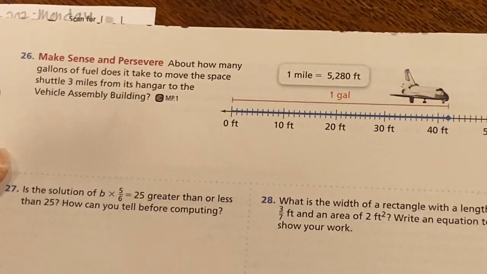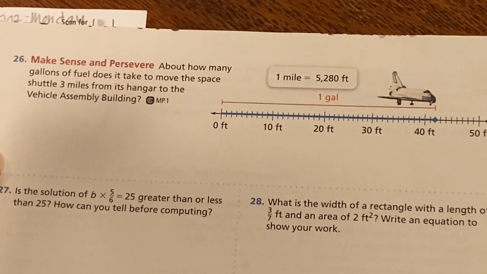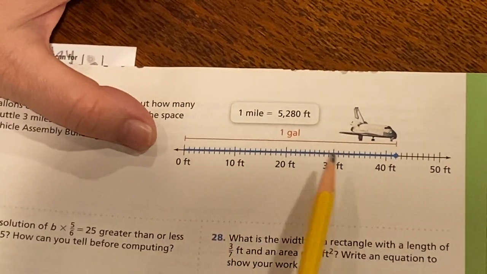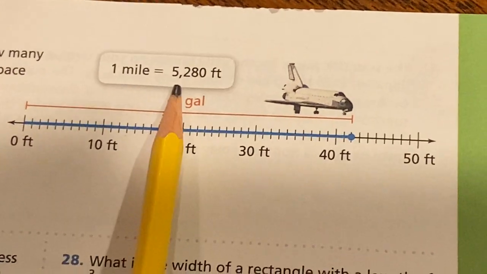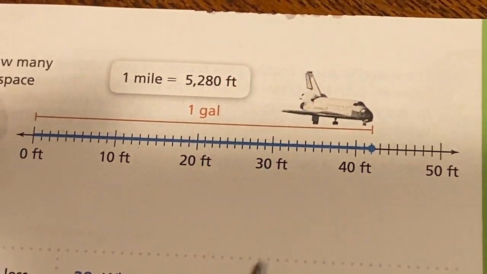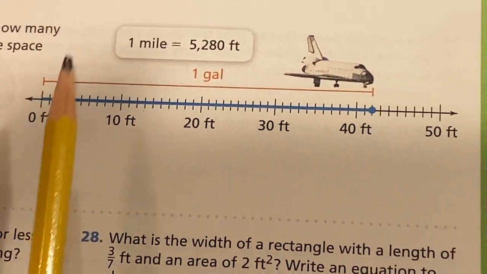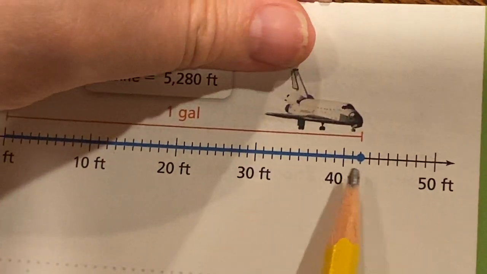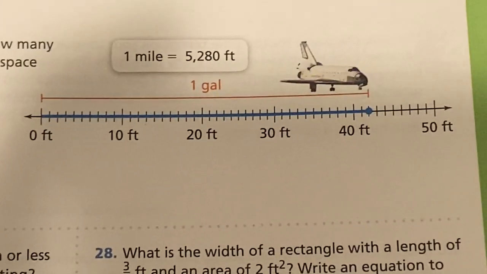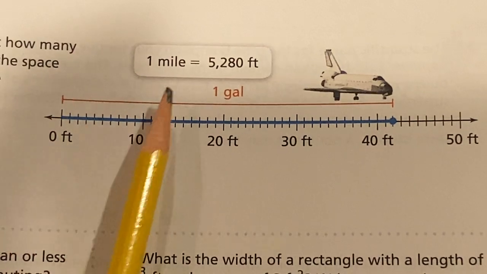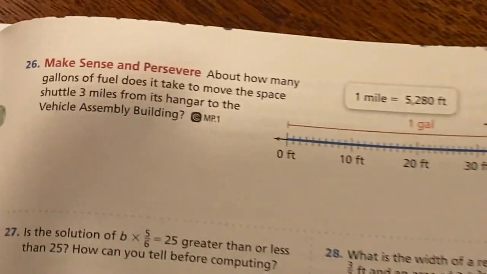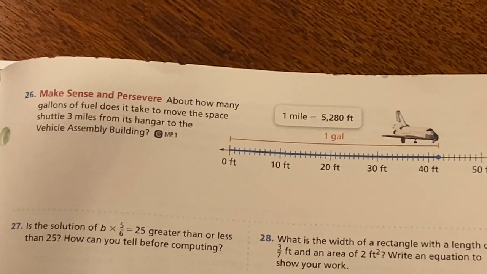About how many gallons of fuel does it take to move the space shuttle 3 miles from its hangar to the vehicle assembly building? Okay, so you've got to look at this graphic here. First of all, we know that 1 mile equals 5,280 feet. And then from this, we can tell that it takes 1 gallon of fuel for the space shuttle to go 42 feet. Okay, so 42 feet takes 1 gallon, and 5,280 feet for 1 mile. How much fuel does it need for 3 miles? So set up that equation and then solve.